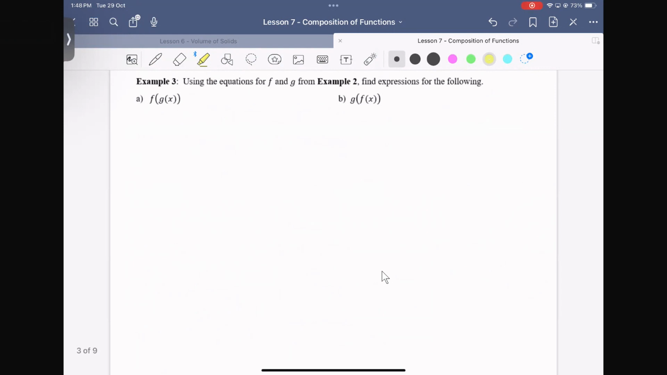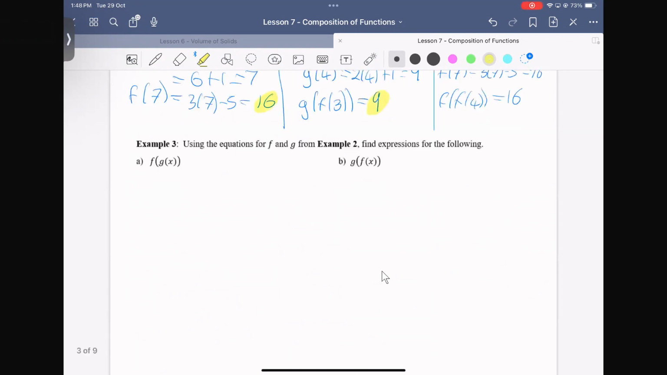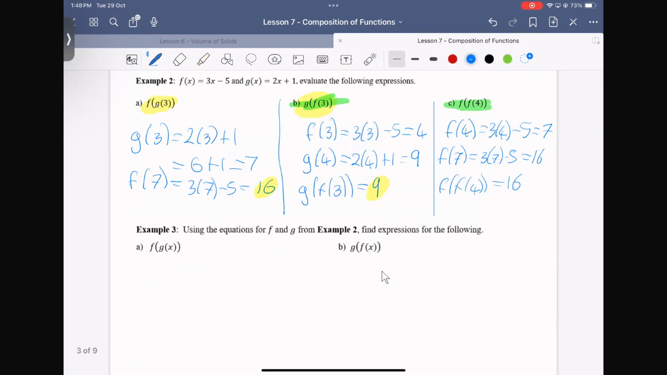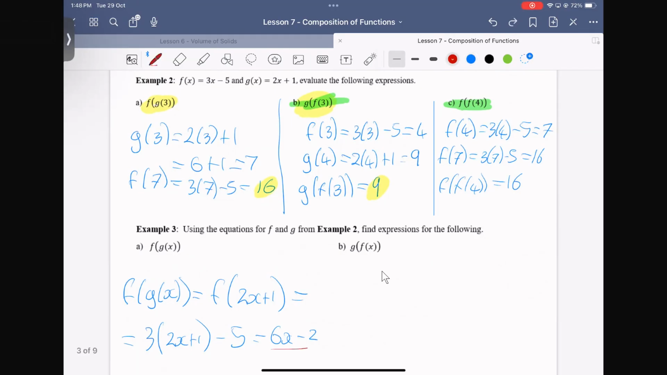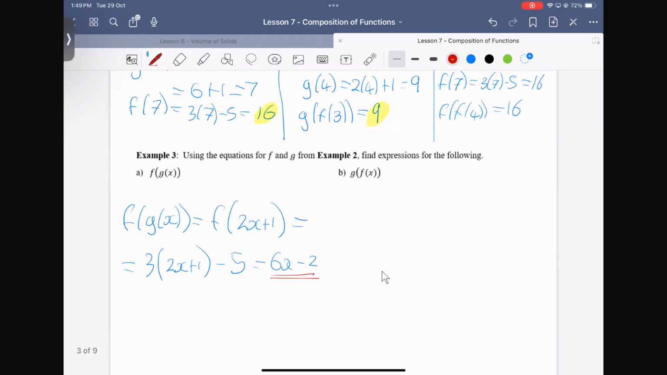We'll see that here with this one. I'll do the first one for you, let you do the second one. So using the equations we've got above, we need to find the algebraic expression for this. So f of g of x is equal to f of, and we can replace g of x with its expression, which is 2x plus 1. And then into that we put it into f. So we get 3 bracket 2x plus 1 minus 5. Expand and simplify our bracket. 2 3s are 6x, 3 minus 5 is minus 2. So here is our answer. Have a go at B.